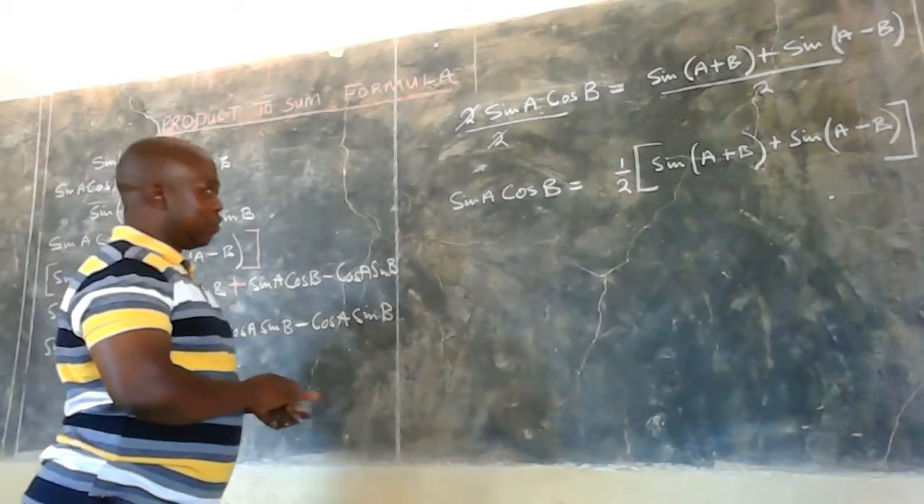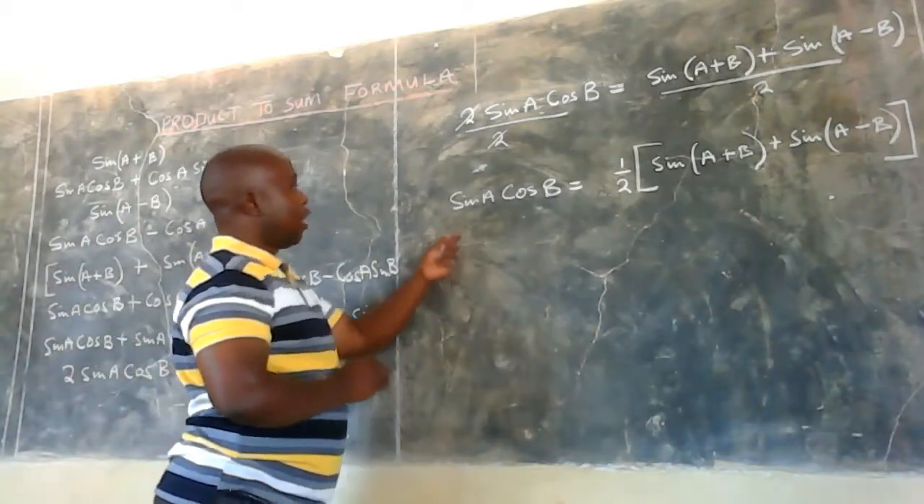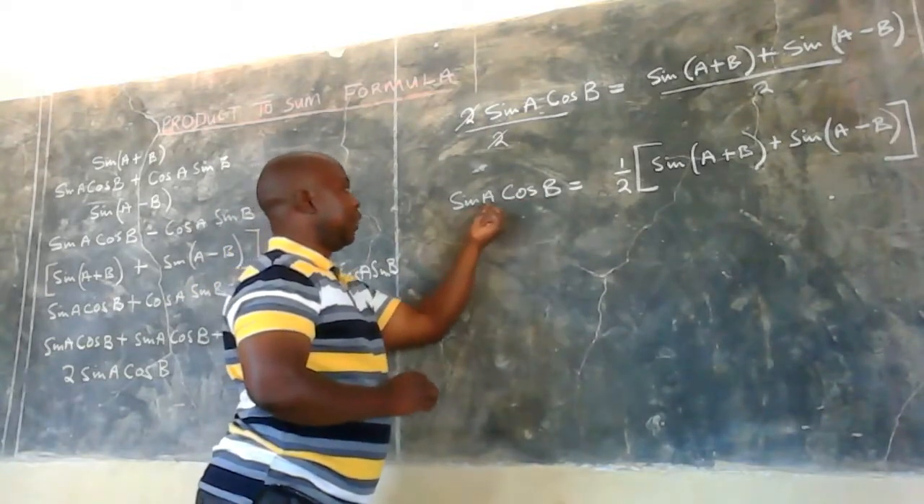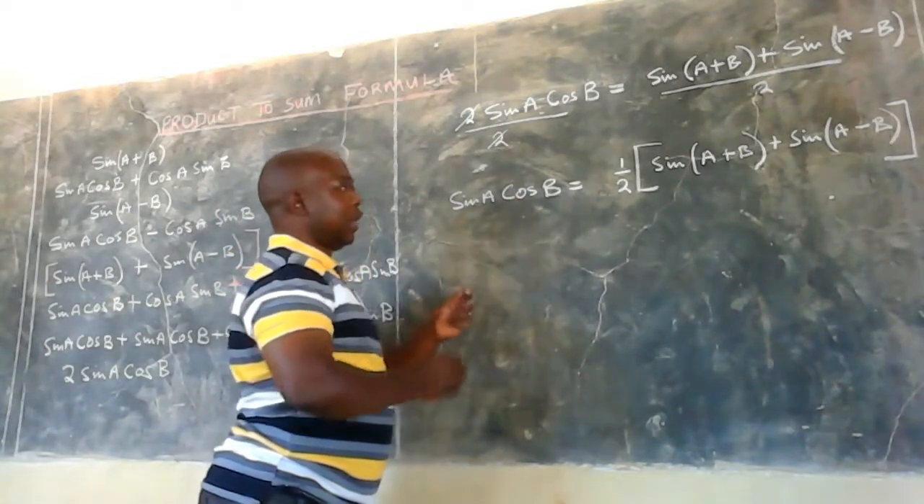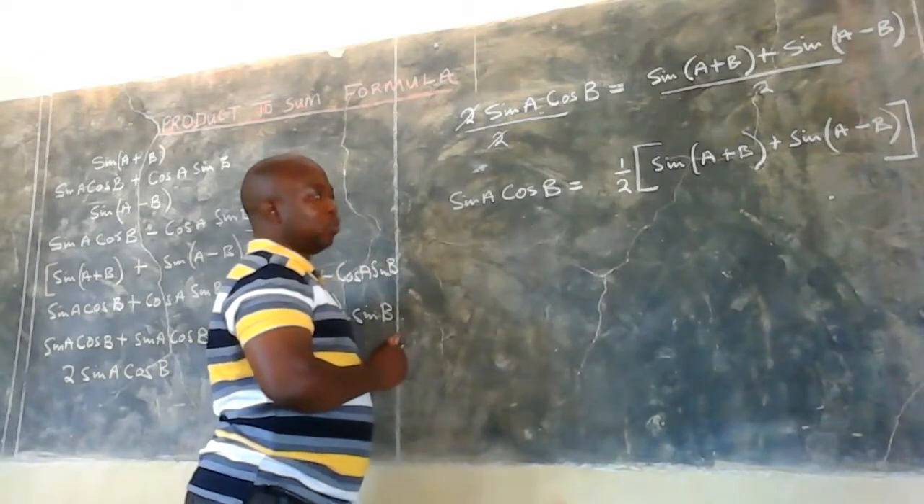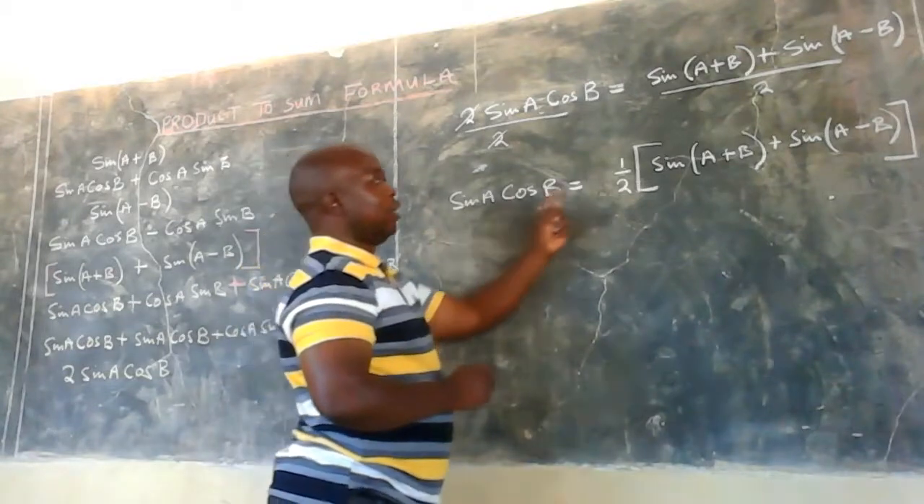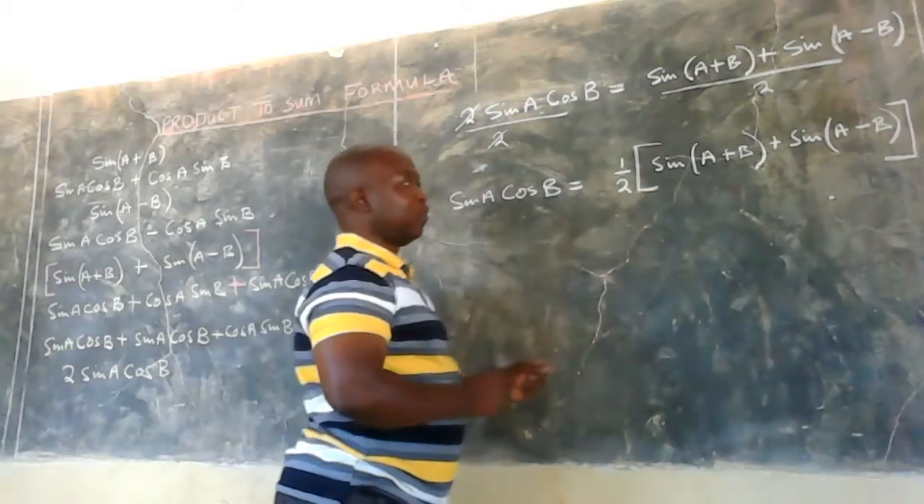Now, this is our identity for product to sum. What it means now is that if you have a function which is in this form, sine A cos B, and you are multiplying those trigonometric functions, it means you can apply this formula.